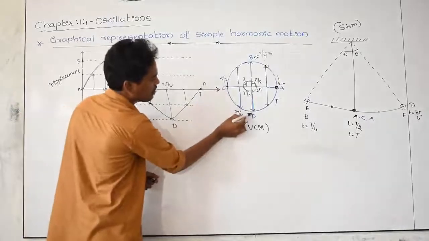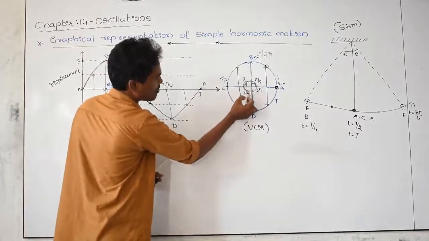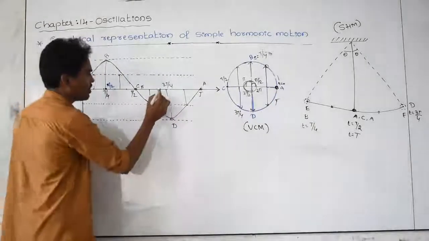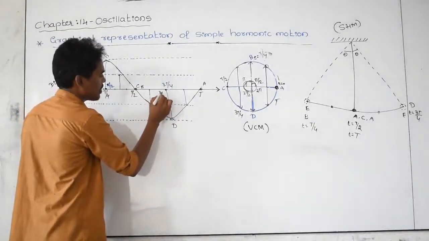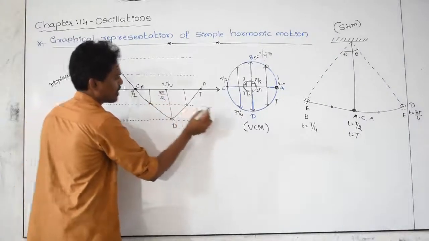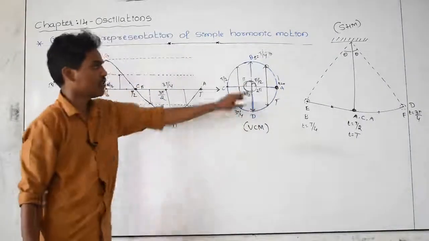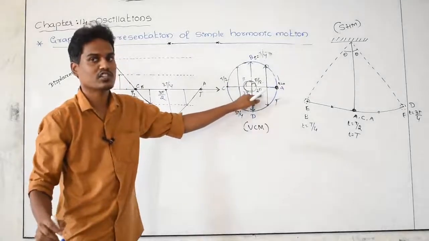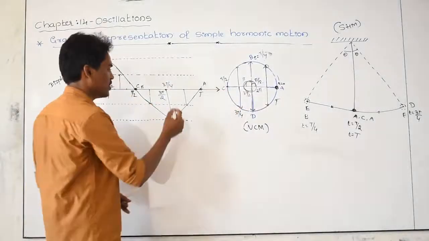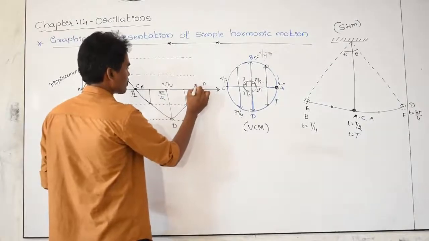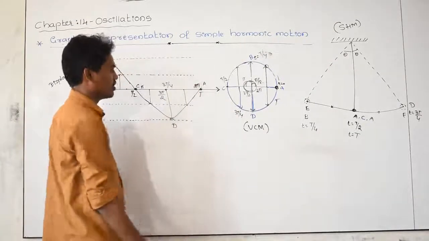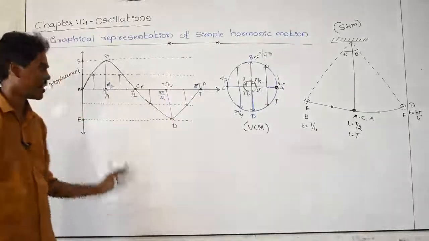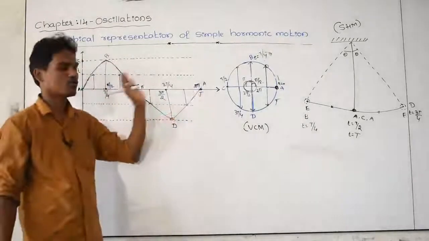Again C to D, pi by 2 plus pi by 2 plus pi by 2 means 270, in terms of radian, this is 3 pi by 2. Again from D to A, pi by 2 plus pi by 2 plus pi by 2 plus pi by 2, 360, in terms of radian 2 pi. This point is 2 pi. The angle for one cycle, theta, is equal to 2 pi.